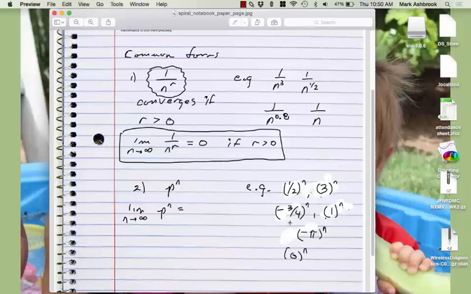Now that one will alternate, right? So for even n, you'll have a positive term. For odd n, you'll have a negative term. So it'll alternate, but it keeps getting closer and closer to 0 as it alternates. It's just going to jump back and forth and get closer and closer to 0. Nice. All right, so yes, you nailed it. It converges to 0 when p is between -1 and 1.